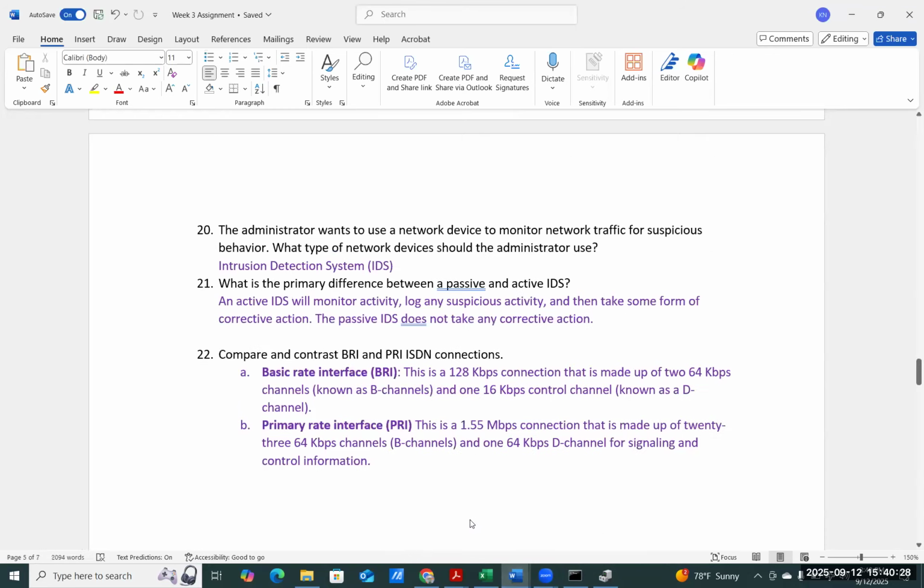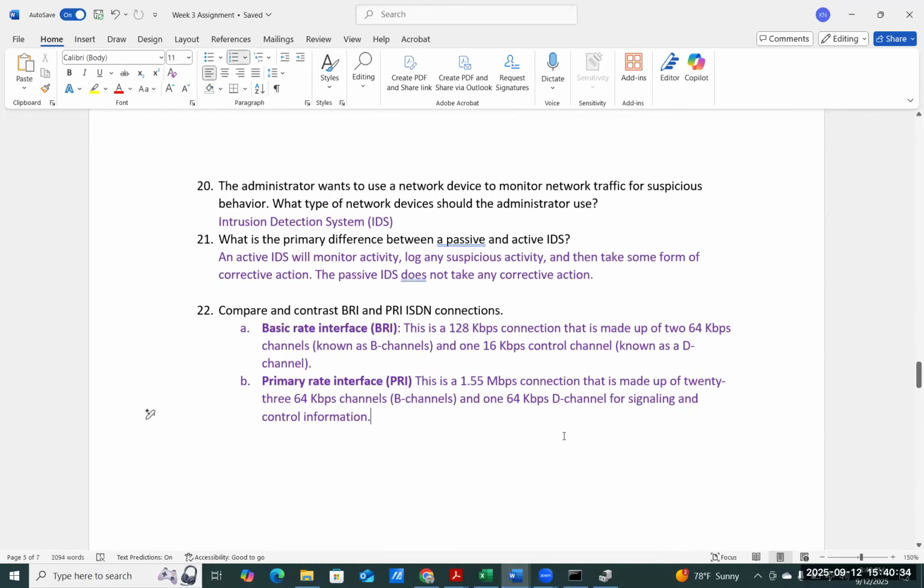Okay. So 22. Compare and contrast BRI and PRI ISDN connections. So BRI stands for basic rate interface. Just know that it is slower, right? So the throughput is 128 kilobit per second. That was the rate for connection. It uses 2 of the 64 kilobit per second per channel. So if I take 64, multiply it by 2, I would have 128, right? So when you're looking at BRI and PRI, always keep in mind that it is a multiplier of 64 kilobit per second.